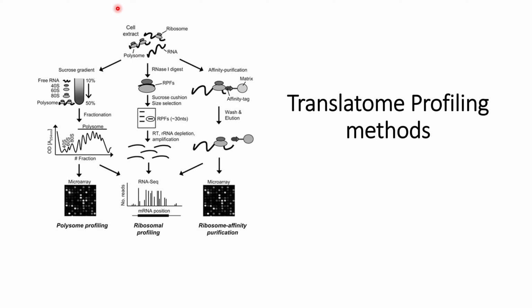First one is the polysome method. In this, they use the cell extract and pass it through a sucrose gradient in order to separate the free RNA, that is the 40S, 60S and 80S, which is the part of the ribosome and not bound to any RNA. These free ribosomal subunits are separated out through fractionation using a sucrose gradient from 10 to 15%. After that, the polysome, that is the RNA that is bound to the ribosome, is then further separated out.